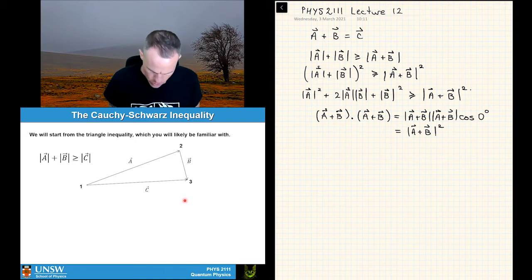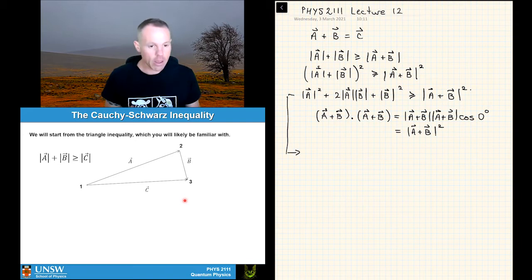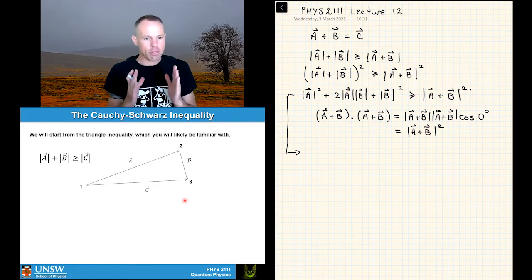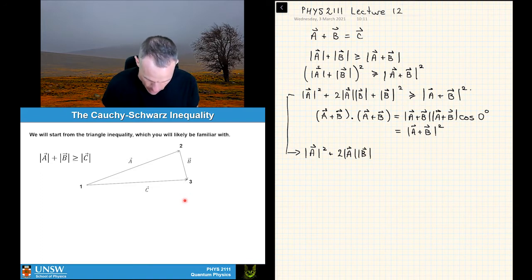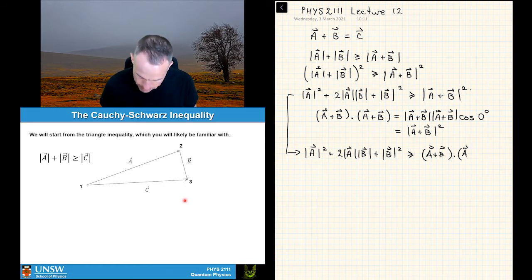So what I can do is take my term on the end now, and instead of having it as the square of the length, I can just take it as the dot product of that vector with itself, right? So what we've got here is the length of A squared plus 2 times the length of A times the length of B plus the length of B squared is greater than or equal to A plus B dot A plus B. Okay.